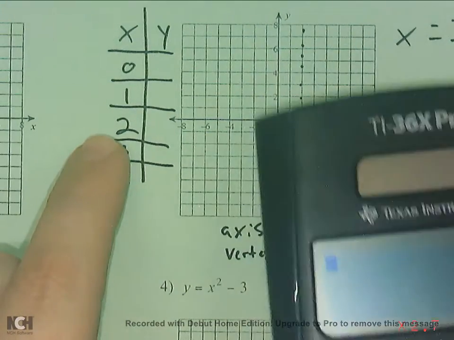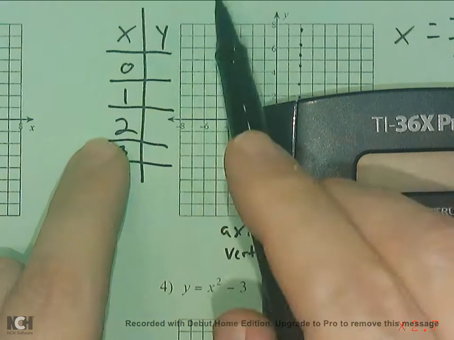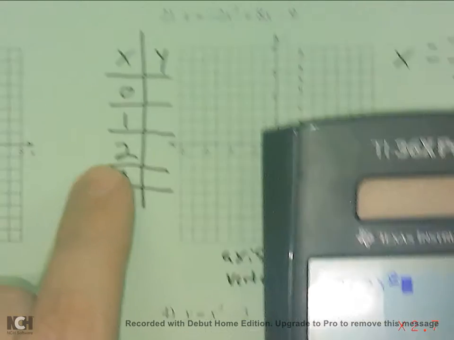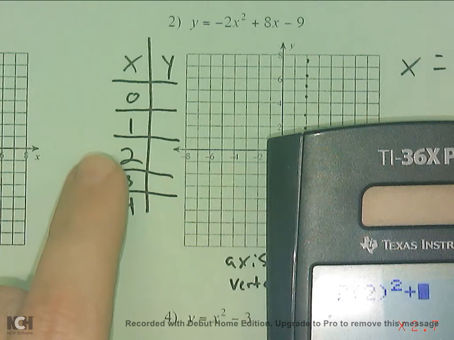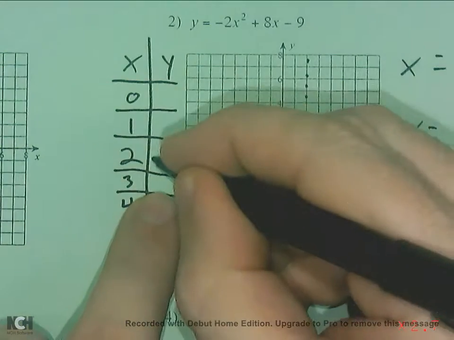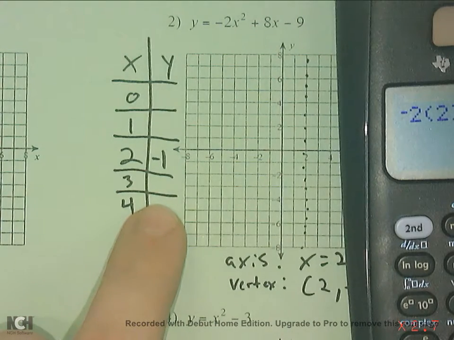So on my calculator, I go negative 2 parentheses 2. That's where the x is normally, right? I use a parenthesis every time I plug it in. Squared plus 8 times 2 minus 9. And that's going to give me a negative 1. So my vertex is going to be at that point 2, negative 1. So that's my vertex. And then I'm going to find the next point. So we're going to plug in 3. So I'm just going to copy what I did and put in 3 for the 2.